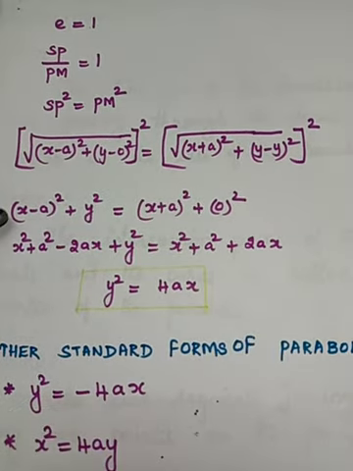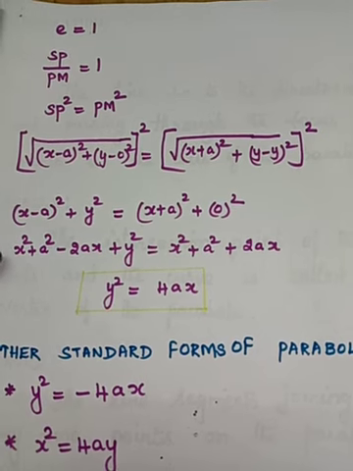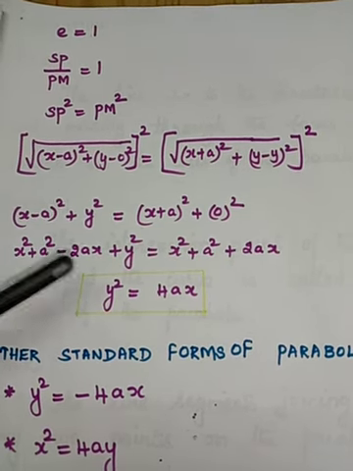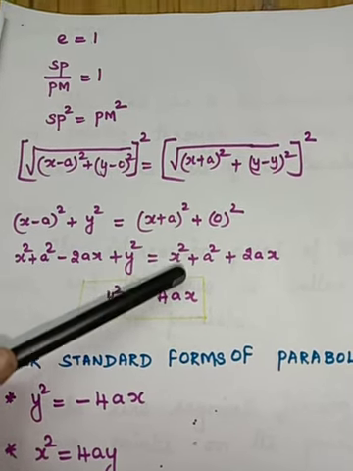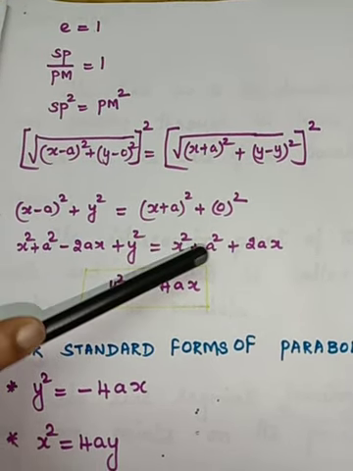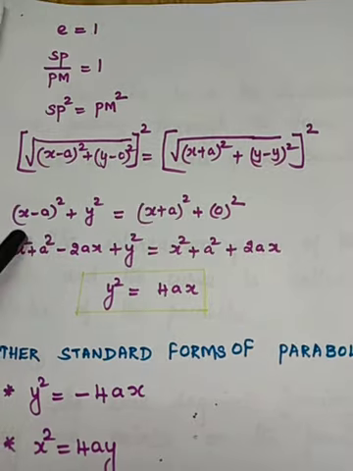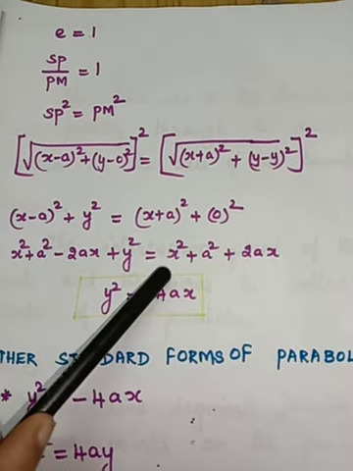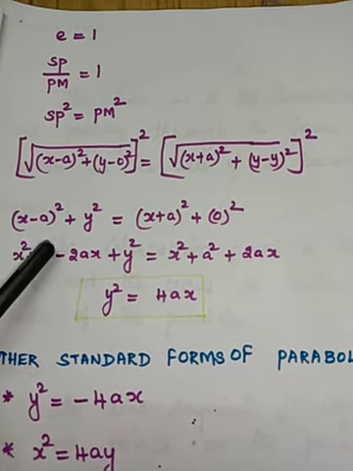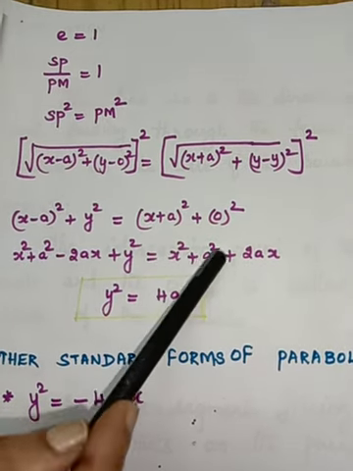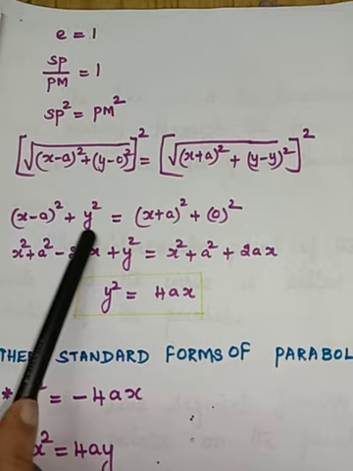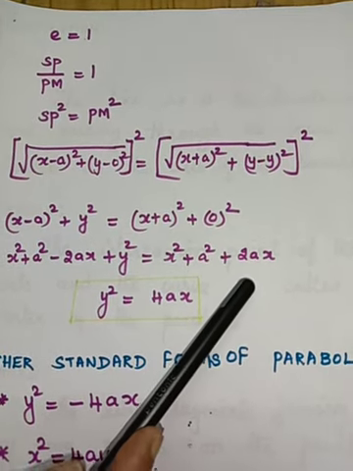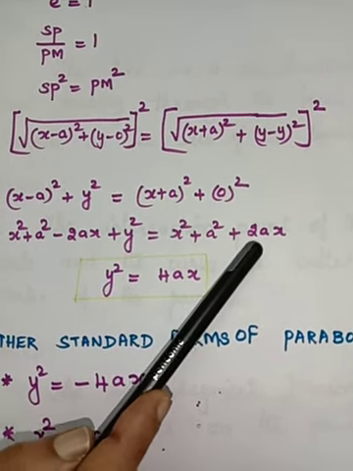When you expand, a minus b the whole square gives x squared plus a squared minus 2ax plus y squared, which is equal to, expanding a plus b the whole square, x squared plus a squared plus 2ax. The x squared on the left and right sides cancel, and in the same way a squared cancels. The y squared you keep on the left side. The minus 2ax, when you take it to the right side, is added to the 2ax already there.